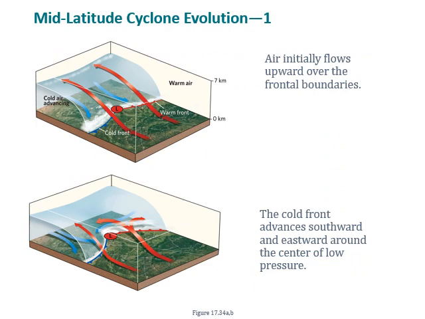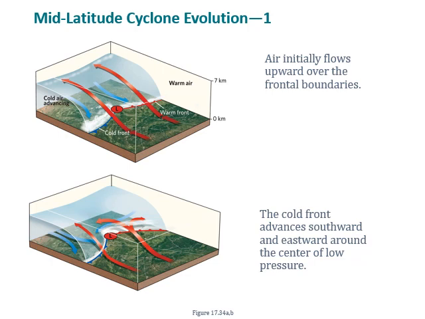Now let's discuss how mid-latitude cyclones form. First, air initially flows upward over frontal boundaries. On the left side of the top diagram, we have a cold front, and on the right side of the top diagram, we have a warm front. Remember, in cold fronts, warm and cold air are moving in opposite directions and colliding, whereas in warm fronts, the cold and warm air may be moving somewhat in the same direction. This diagram doesn't do the best job of showing it, but it is important to recognize.